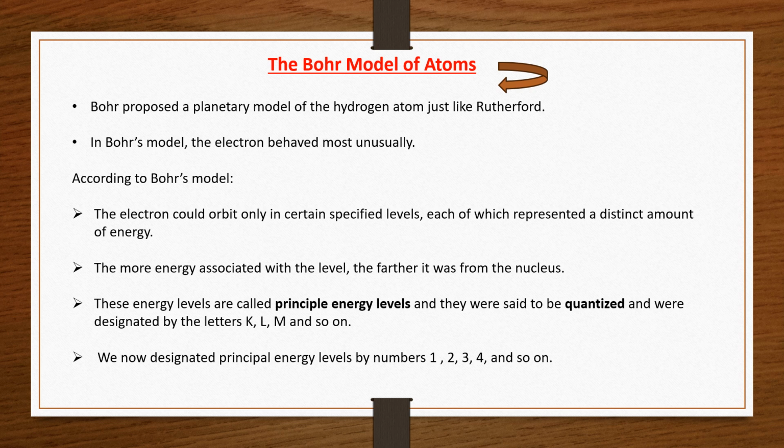These energy levels are called principal energy levels and they were said to be quantized and were designated by the letters K, L, M and so on. We now designate principal energy levels by numbers 1, 2, 3, 4 and so on.